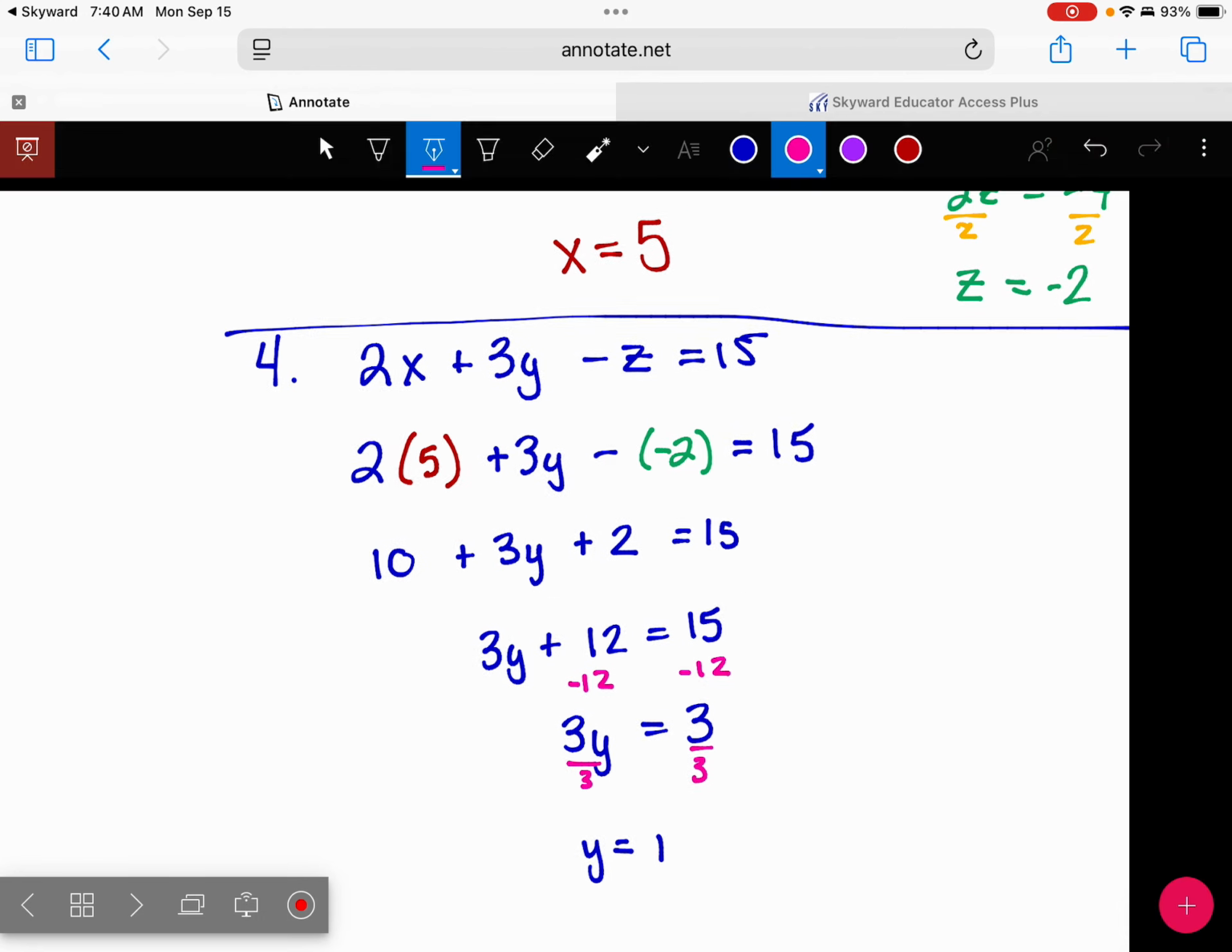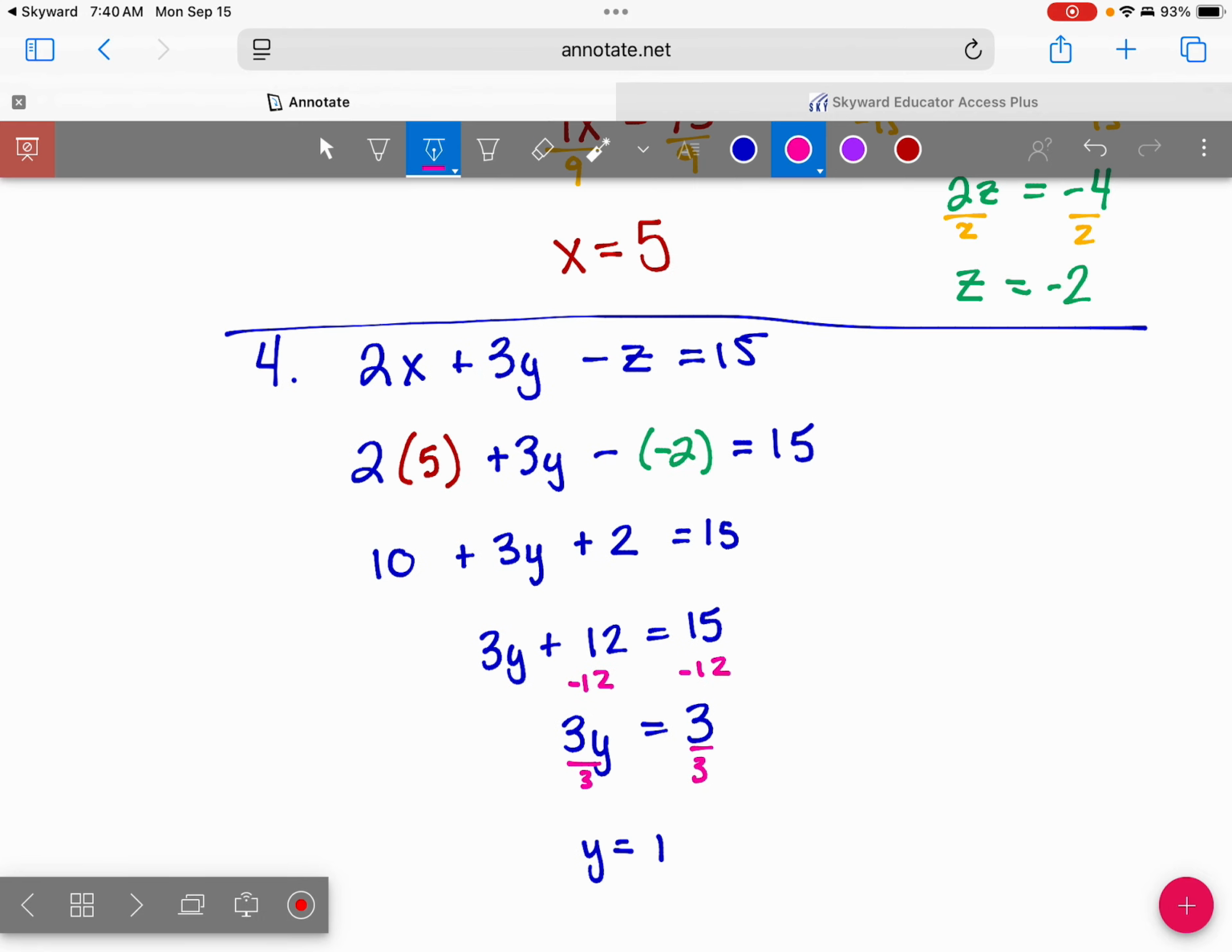So now I know my x is going to be 5, my y is going to be 1, and my z is going to be negative 2. Our last bit is to write this like we would a point. When we had x's and y's, we did it in our ordered pair, x and then y, alphabetical order. I have 3 now, so it's just going to be 3 of them, still alphabetical order. X, then Y, then Z. It is called an ordered triple.